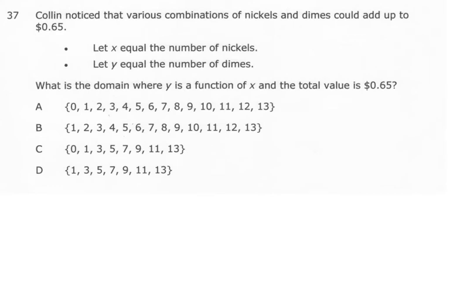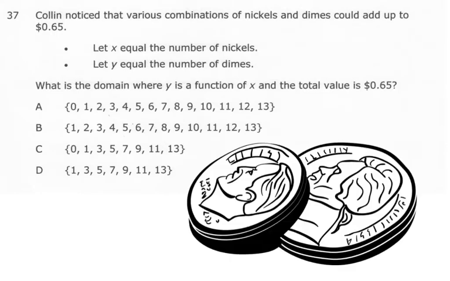Okay, number 37. Colin noticed that the various combinations of nickels and dimes could add up to 65 cents. Let x equal the number of nickels and let y equal the number of dimes. What is the domain where y is a function of x and the total value is 65 cents?